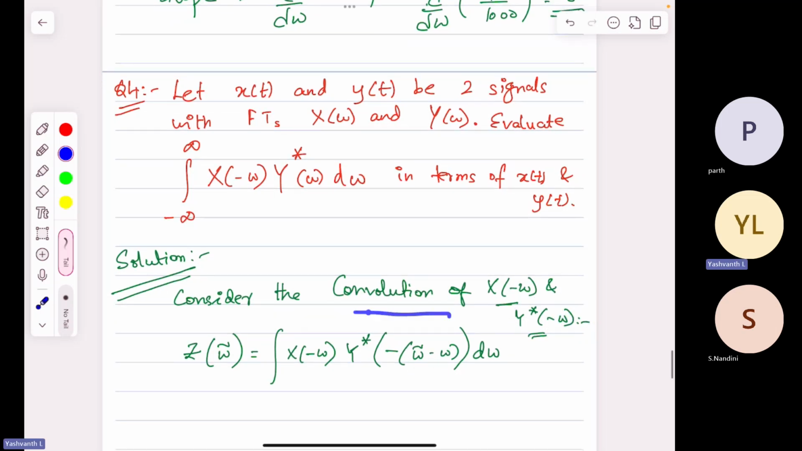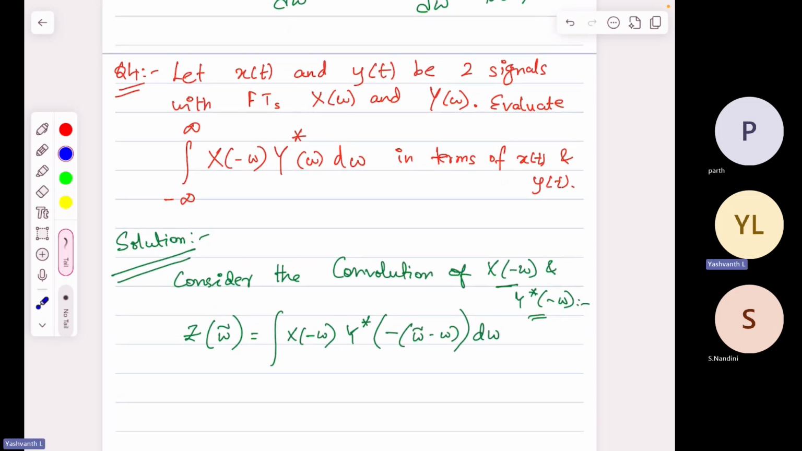Tell me if there is a confusion in this step. What is your convolution? Convolution is defined in the time domain; I'm writing it for reference. Z of t is the integral of x of tau y of t minus tau d tau. That is your convolution formula. Now here tau plays the role of minus omega and t plays the role of omega tilde. For x of tau, keep tau as it is; for y, replace tau by t minus tau. So omega I replace by omega tilde minus omega. Is it okay?